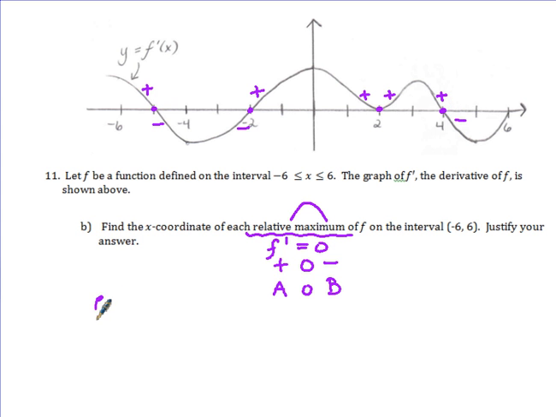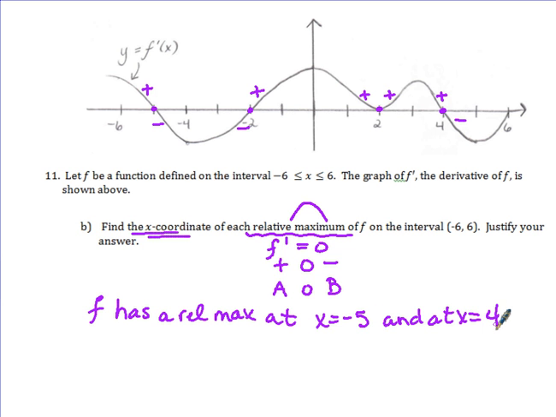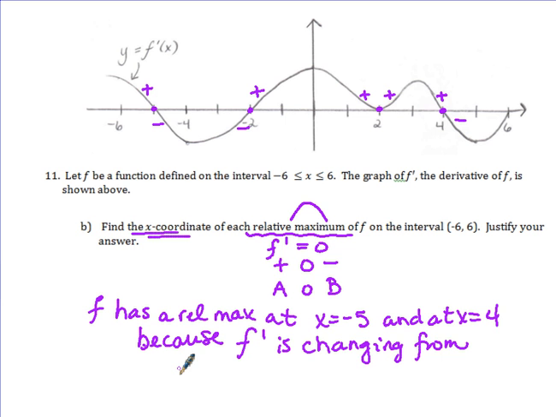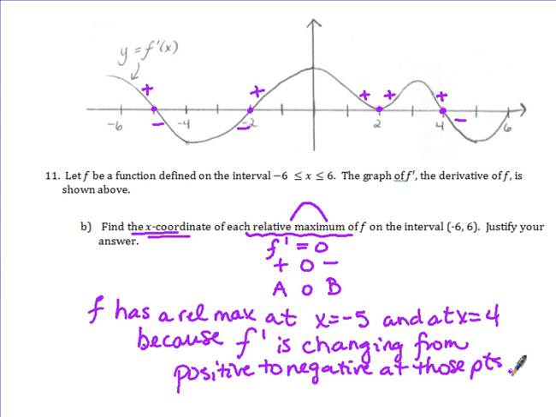So here's how we're going to write the answer. F has a relative maximum at, notice it says find the x coordinate, that's all we're going to give, at x equal to -5 and at x equal to 4 because, and remember we're always going to follow that word because with what is given, which in this case is f prime, because f prime is changing from positive to negative at those points. And that's our answer for part B.